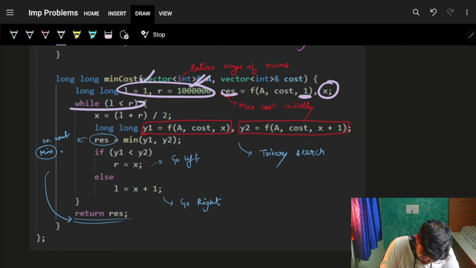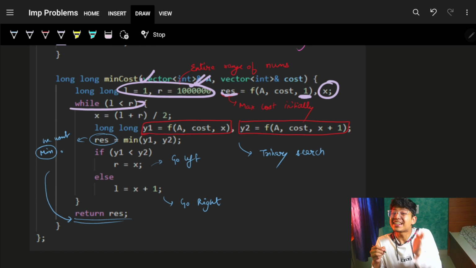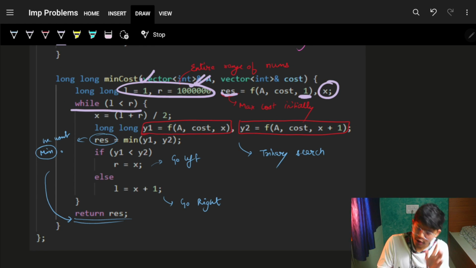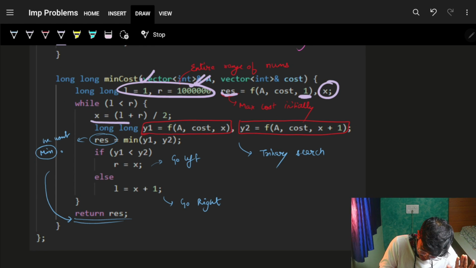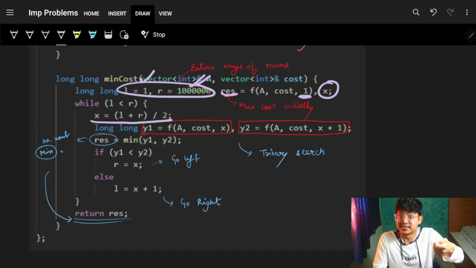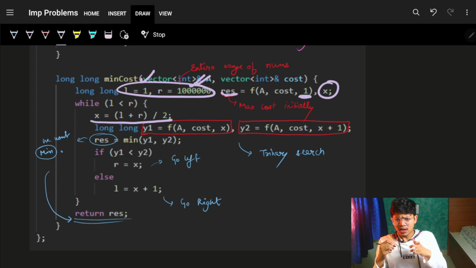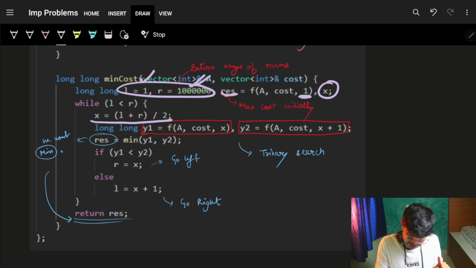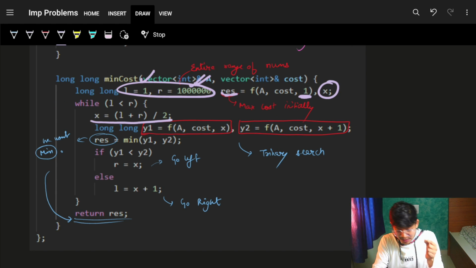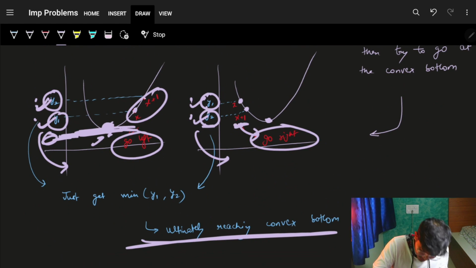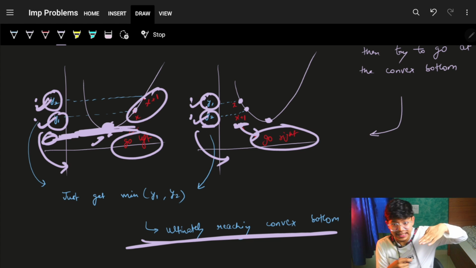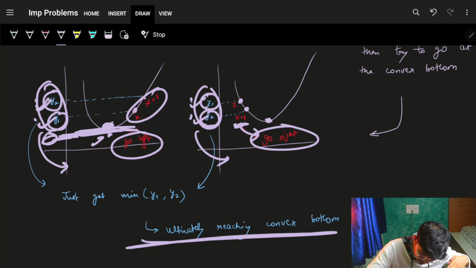Now I will simply apply a binary search. When I say binary search, it's a trinary search. Simply, the code is exactly the same. While L is less than R, I just find the mid. Mid is itself an X, which is nothing but a median I'm trying out. For that X, I can't simply go with one X. I need to have X and X plus 1, so that I can easily know whether I have to go left or right. I will find that by this y1 and y2.